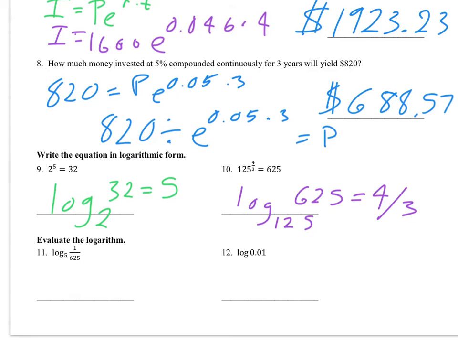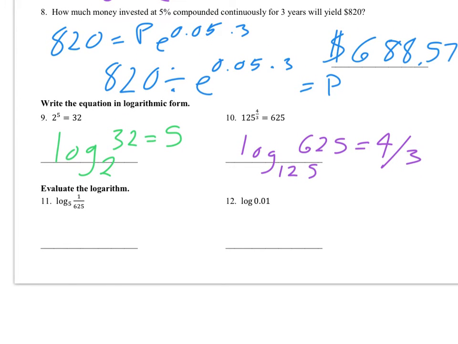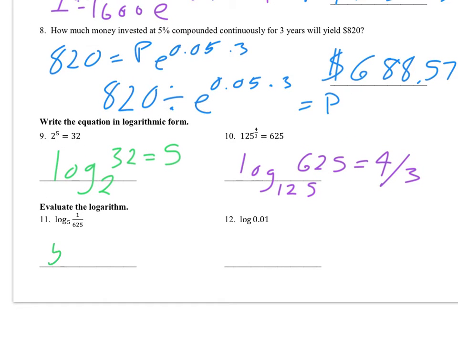And then 11 and 12, trying to evaluate the logarithms. So again, for 11, we're trying to figure 5 to what power gives us 1 over 625. The thing is, we know 5 to the 4th power is 625. So 5 to the negative 4th power would be 1 over 625. So this really equals negative 4. And again, we could use the same base approach here. 5 to the x equals 5 to the negative 4th. And so then that log has to equal negative 4.